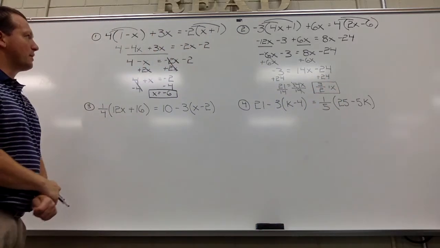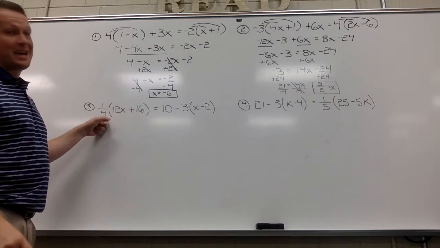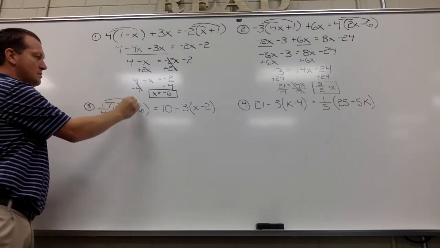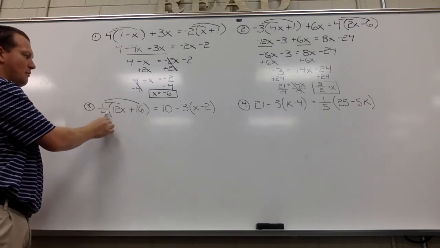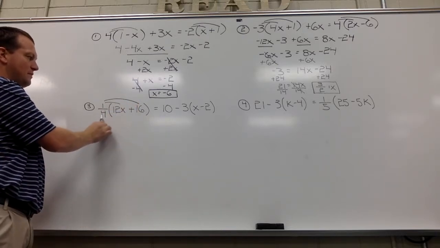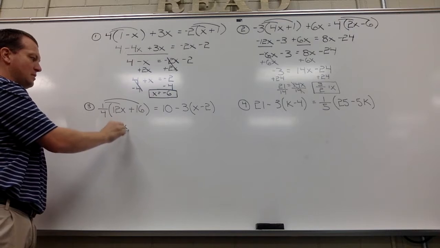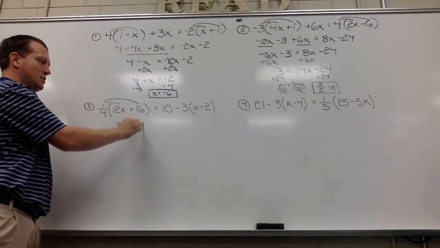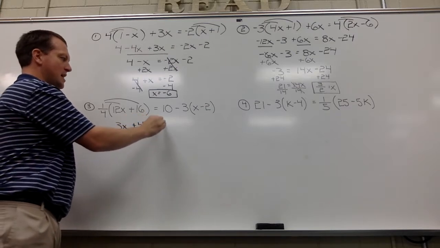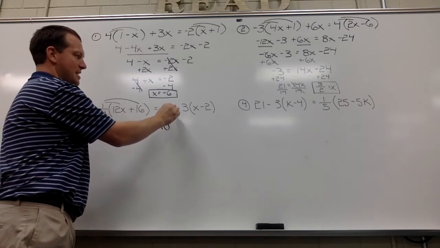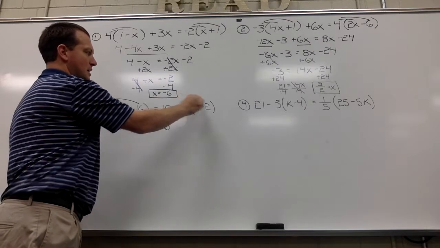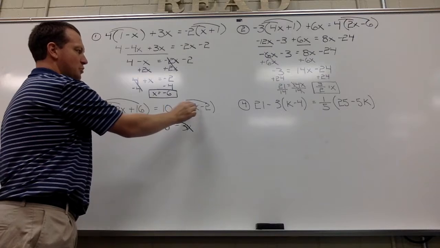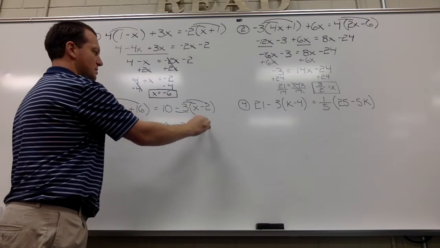Example 3, we are going to multiply outside in by a fraction, 1/4 into 12x and 16. So a fourth of 12, 12 divided by 4, 3x. A fourth of 16, 16 divided by 4 is 4. This will equal 10. I'm going to multiply negative 3 outside in, so minus 3x. And then minus 3 times minus 2 is plus 6.